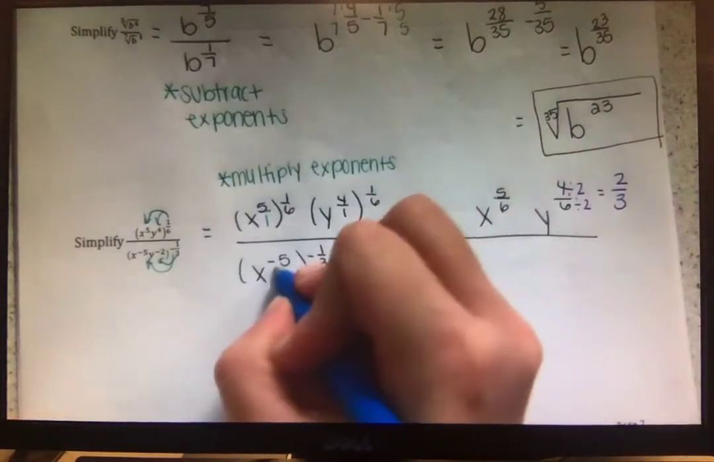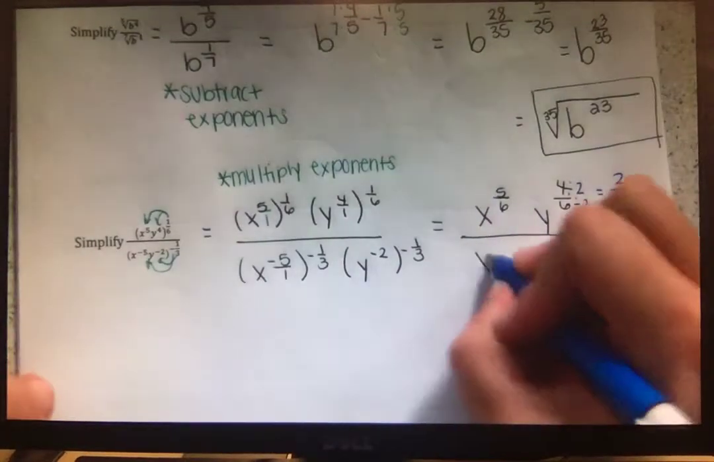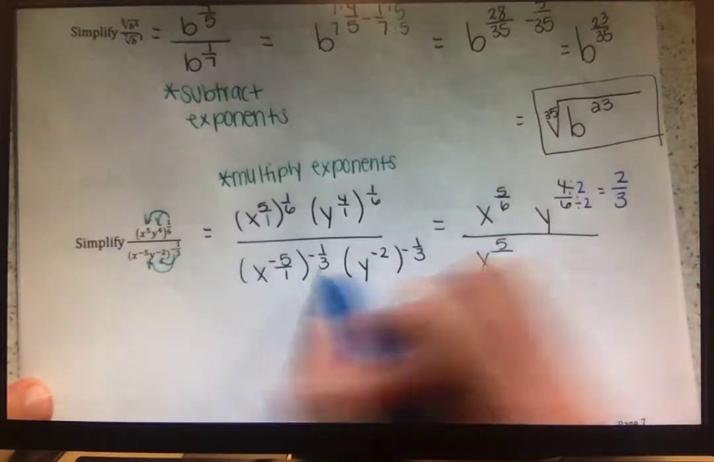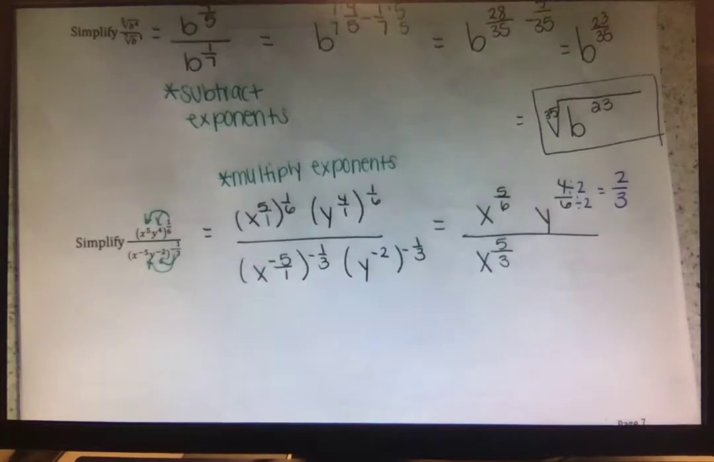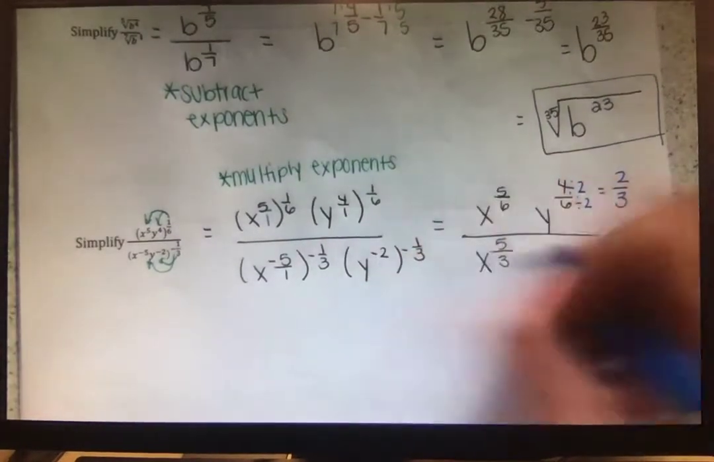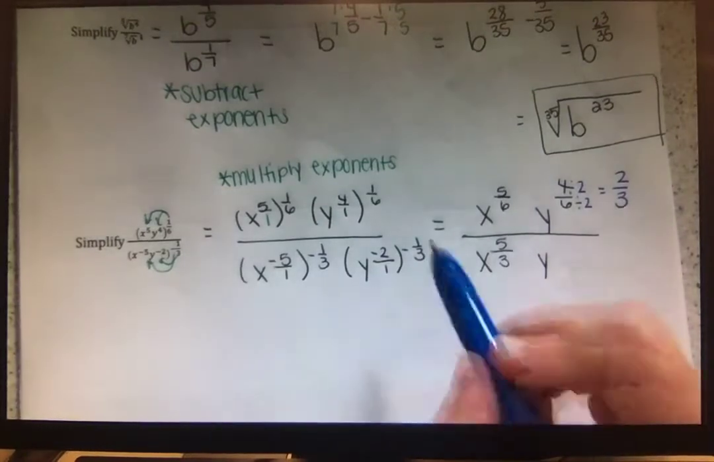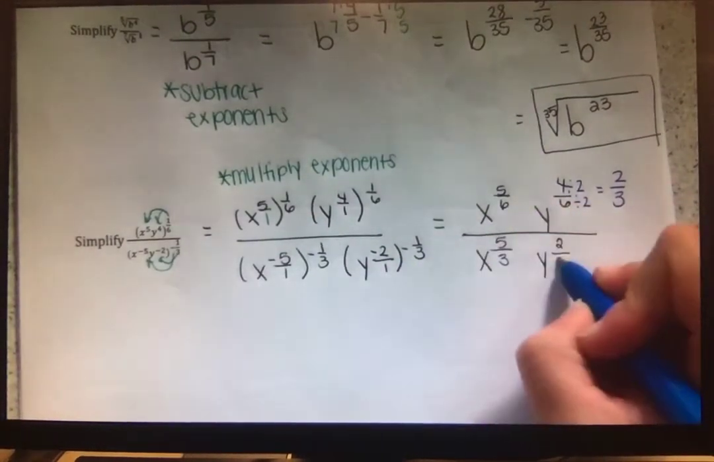Over -5, which is -5 over 1. X to the power, -5 times -1 is 5. 1 times 3 is 3. 5 over 3 cannot be simplified, so that one's done. Then we have our y, -2, which is -2 over 1. -2 times -1 is 2. Over 1 times 3 is 3.